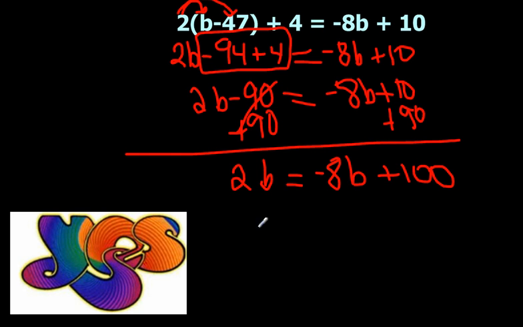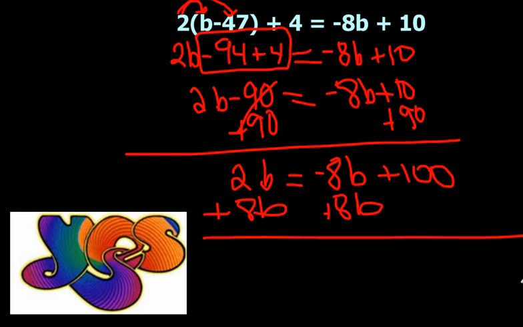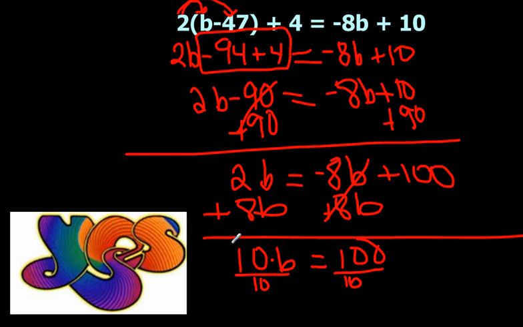And this poor little negative 8b is a little lonely, so we're going to add 8b and bring it over with its buddy over here, 2b. And these cancel, and I'm going to get 100 equals 2b plus 8b gives me 10b. Now I have multiply by 10, so I'm going to divide by 10 to get the b all by itself. These cancel, and b equals 10. So my solution to my equation is b equals 10.